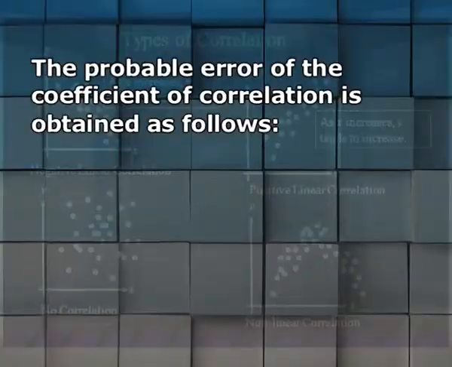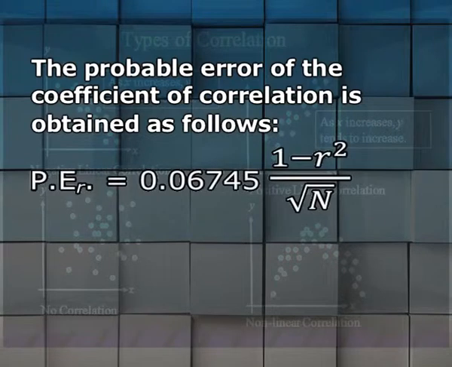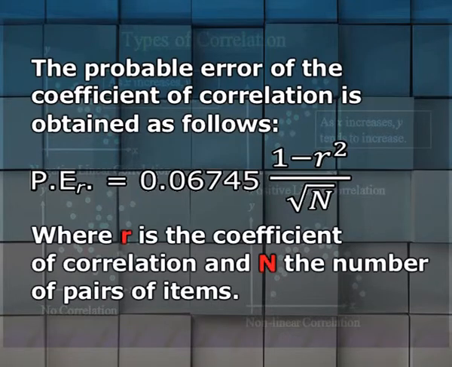The probable error of the coefficient of correlation helps in interpreting its value. With the help of probable error, it is possible to determine the reliability of the value of the coefficient insofar as it depends on the conditions of random sampling. The probable error of the coefficient of correlation is obtained as follows: P.E. of r is equal to 0.06745 times (1 minus r square) divided by the square root of N, where r is the coefficient of correlation and capital N is the number of pairs of items.